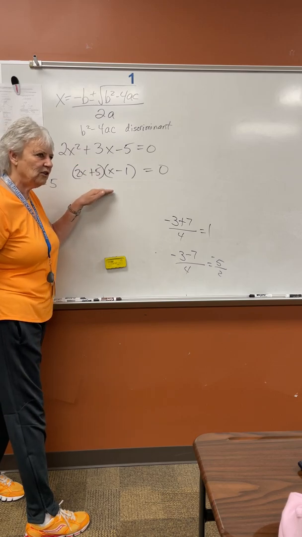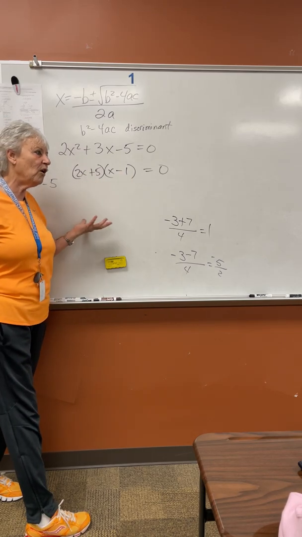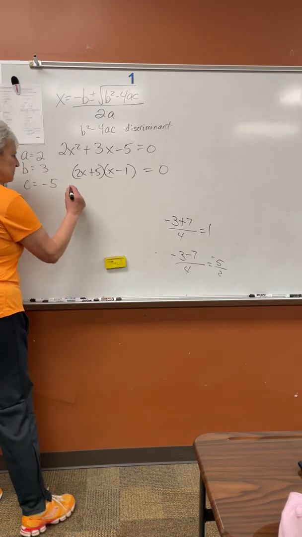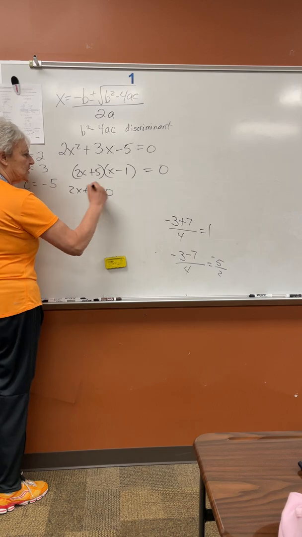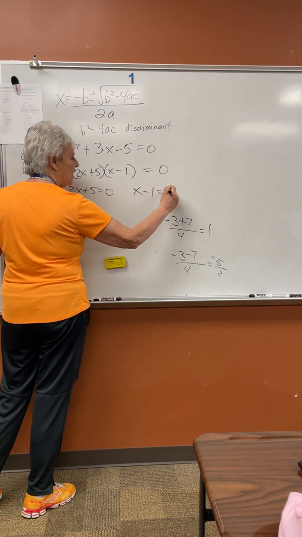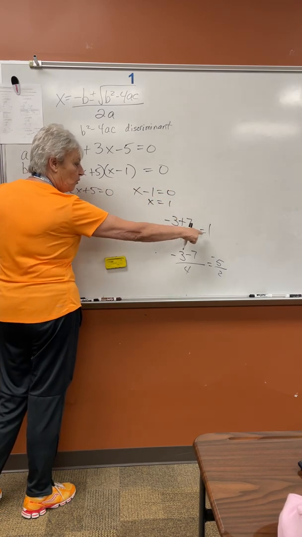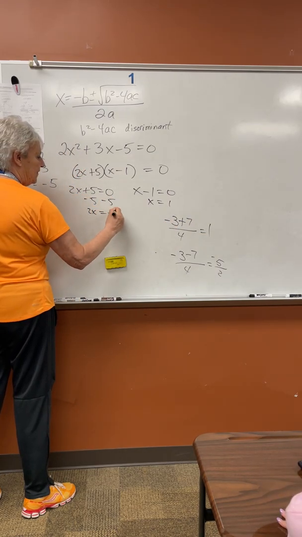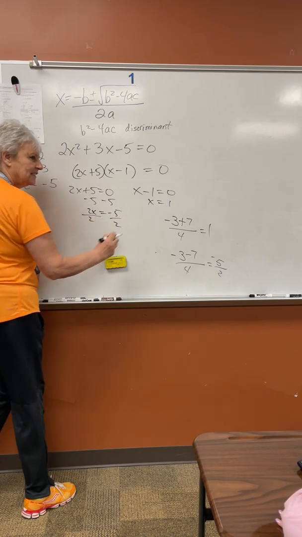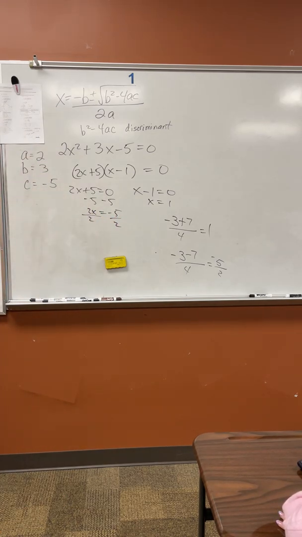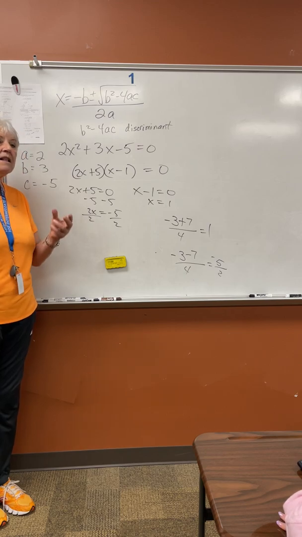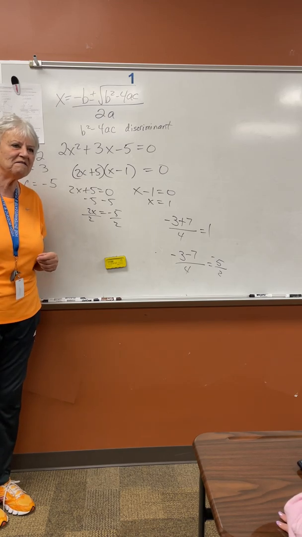That's something a lot of you don't do. And then you go through all that work and you don't even get the right answer because you didn't check it. So, 2x plus 5 equals 0. X minus 1 equals 0. There's your 1. And there's your negative 5/2. Yeah. I think it's quicker to not use the quadratic formula. Absolutely quicker not to use the quadratic formula. The problem is sometimes you can't factor it.